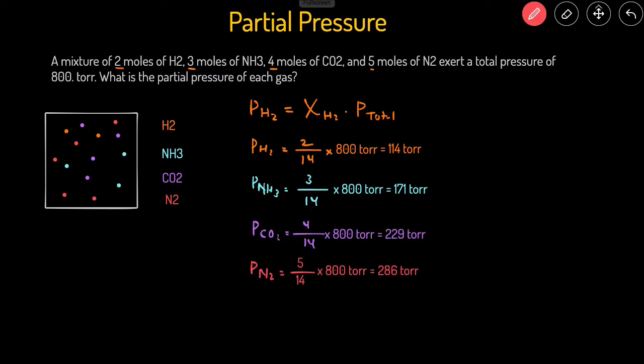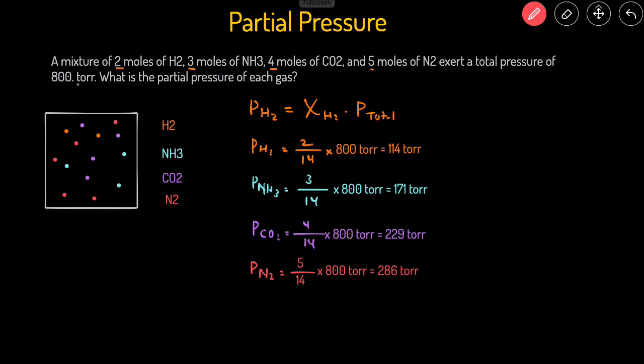So to figure out the pressure of the remaining gases, CO2 and N2, we just do the same process. We take the moles of the individual gases divided by the total. The total is the same in each case, times the total pressure. So for the CO2, 4 divided by the 14 moles times 800, and then for N2, it'll be 5 moles of N2 divided by the total moles, 14, times 800. And then these are the individual partial pressures of each of the gases, and if we add all these together, it'll add up to the total pressure, 800 torr.